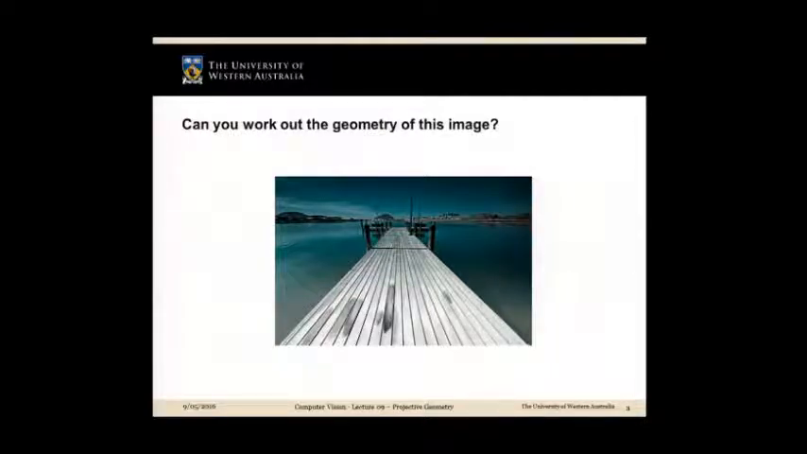And what do you understand from these lines? If you look at the image and if you draw some lines along the edges of the jetty, these two lines actually meet at one point. So they are converging at one particular point, right?